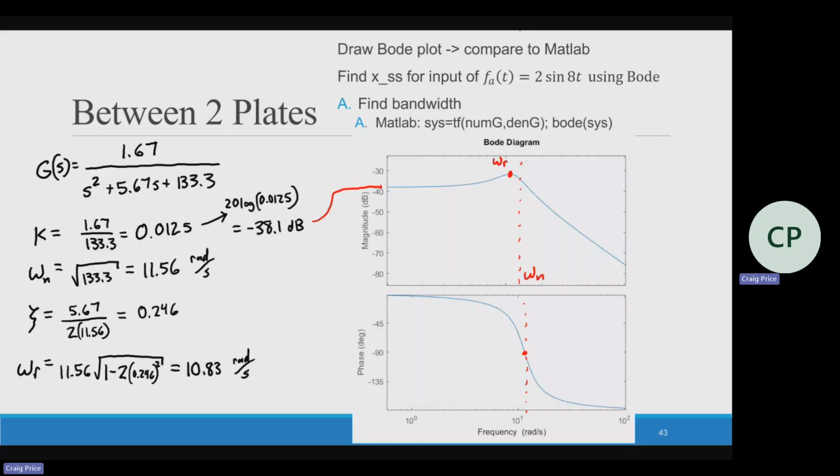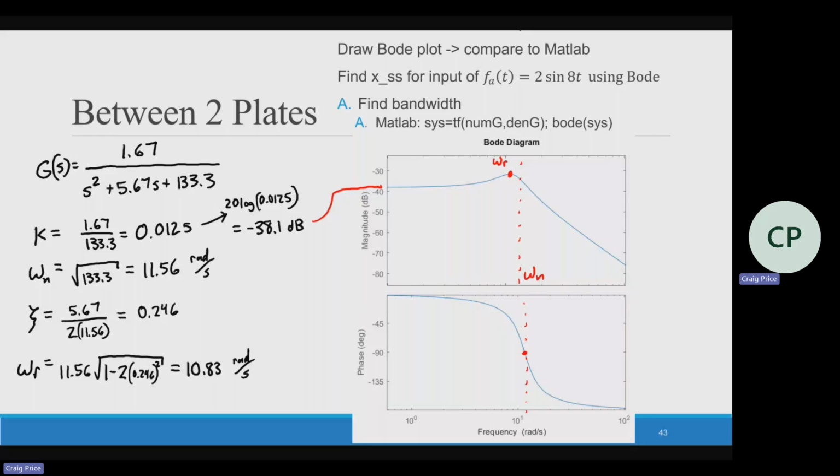Like I know there's a bump, but how far up does it go? And the answer is we can use the stuff from last class. I have the transfer function. I can do a sinusoidal transfer function. I can plug in the resonant frequency, and that will give me the magnitude.